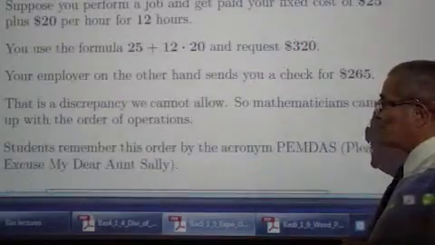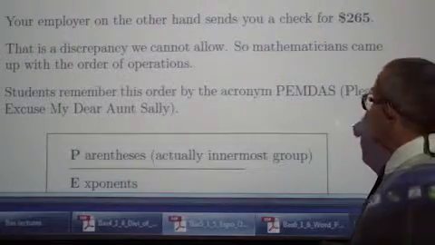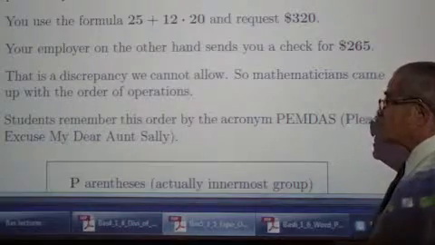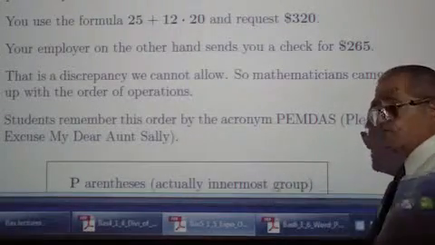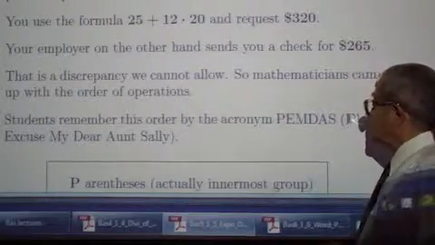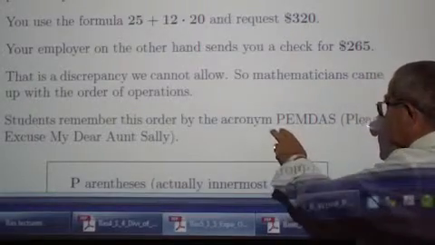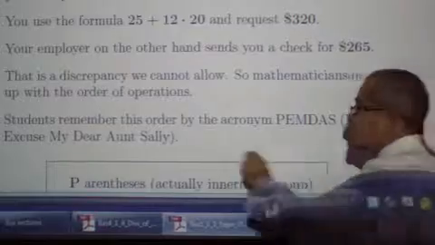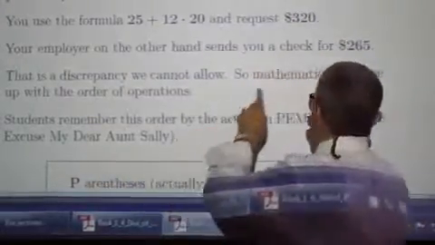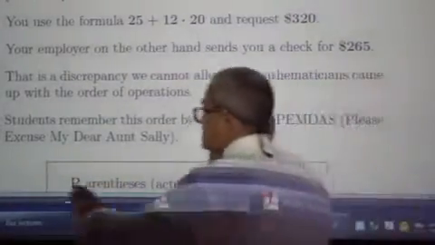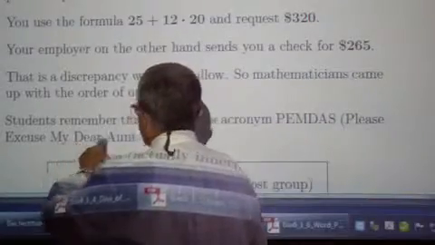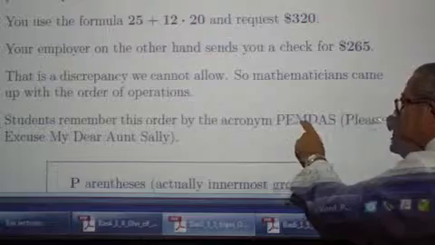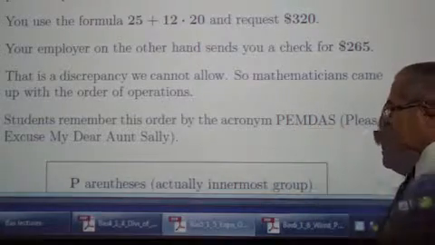Anyway, somehow you get a number like that, and there's a discrepancy. So mathematicians found a way to make sure that we always get the same number, all of us. We use an acronym, PEMDAS. P for please, excuse my dear Aunt Sally. Please excuse my dear Aunt Sally.